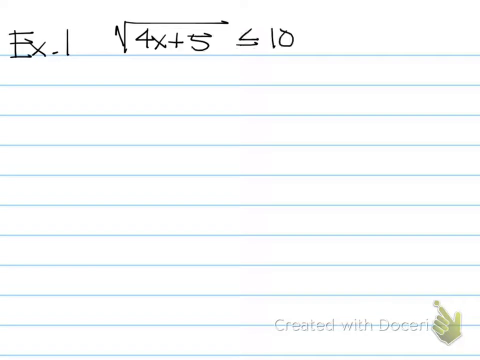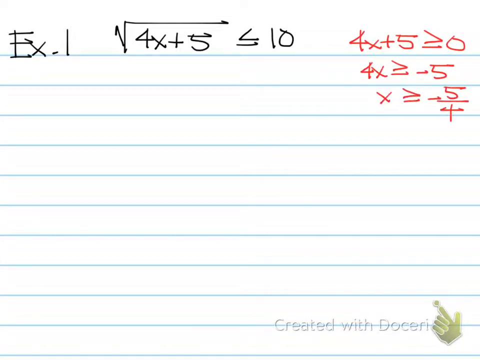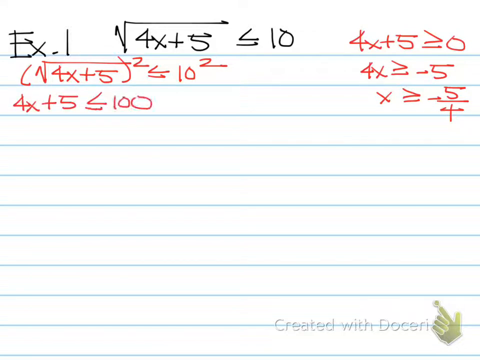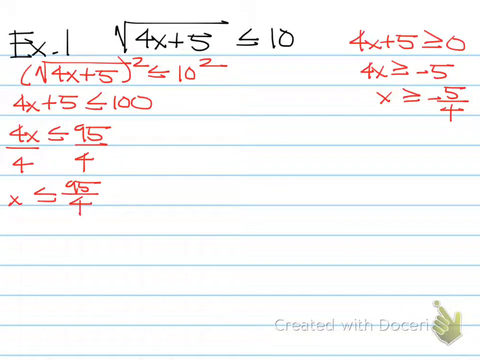So example 1, first thing we want to do is set 4x plus 5 greater than or equal to 0. And we determine that x has to be greater than or equal to negative 5 fourths. Then we're going to square both sides of the inequality. That's going to give us 4x plus 5 is less than or equal to 100. Subtract 5 from both sides, and then divide both sides by 4. We get x is less than or equal to 95 over 4. So x has to be greater than or equal to negative 5 fourths, and it has to be less than or equal to 95 over 4.